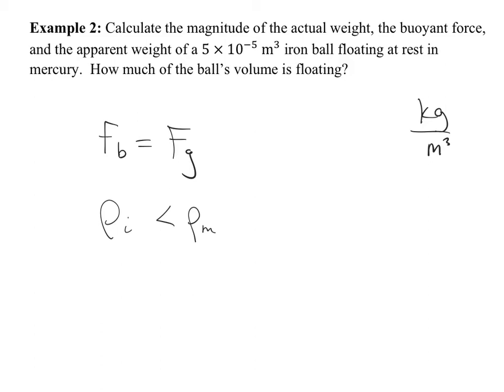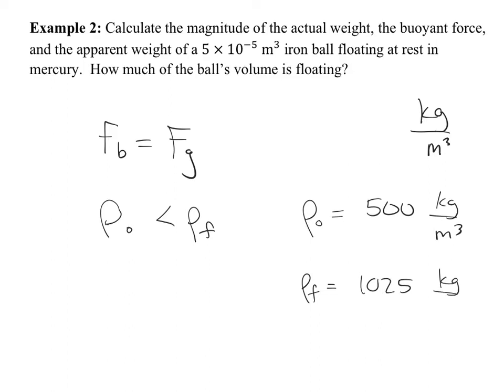So it turns out that the density of liquid mercury, I'm gonna call that the fluid. So actually, let me do this if you don't mind, guys, real quick. Instead of having I and M, let's use the density of the object is less than the density of the fluid, because we're gonna use those in our formulas also. Okay, but the object is iron and the fluid is mercury here. So we can write down our givens. The density of solid iron turns out to be 500. The density of liquid mercury turns out to be 1025. Okay, those are our values that we are given.